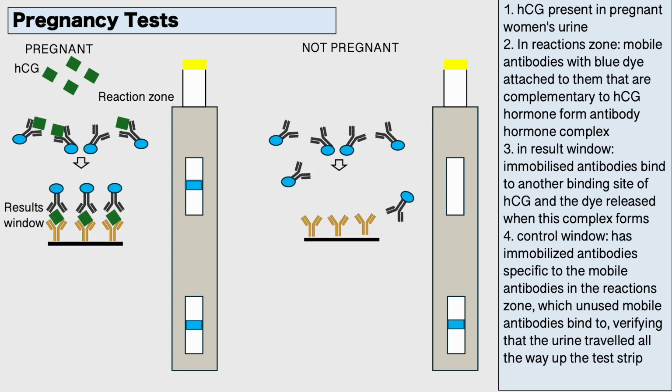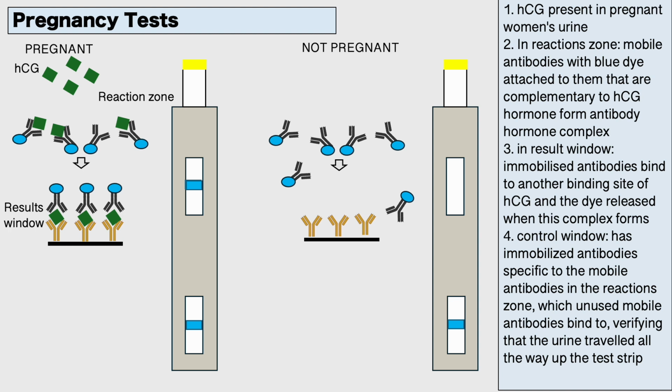Here, there are immobilized antibodies that bind to another binding site of HCG, and the dye releases when this complex forms. This is why on the pregnant side, which has HCG, there's a blue line in the results window, and on the non-pregnant side with no HCG, there's no blue line.